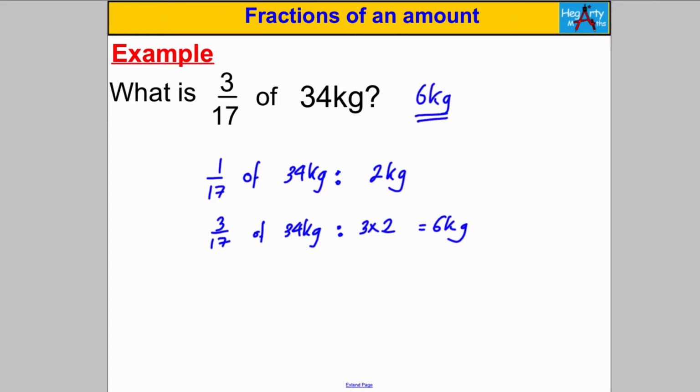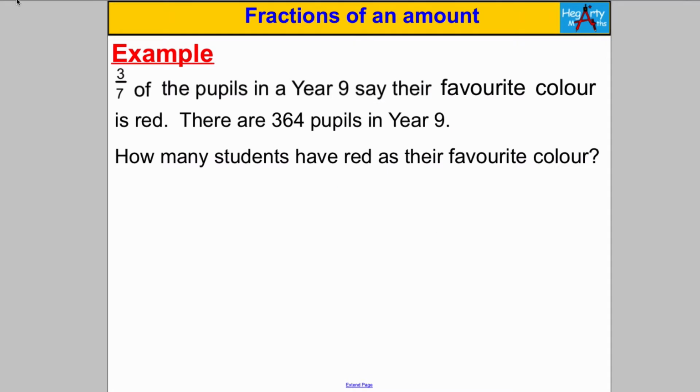And last one, let's try a worded problem. 3/7 of the pupils in year 9 say their favourite colour is red. There are 364 pupils in year 9. How many students have red as their favourite colour? So let's state what problem we're trying to solve. 3/7 of the pupils say their favourite colour is red. There are 364 pupils in total in year 9, and the question we're trying to answer is how many students have red as their favourite colour?